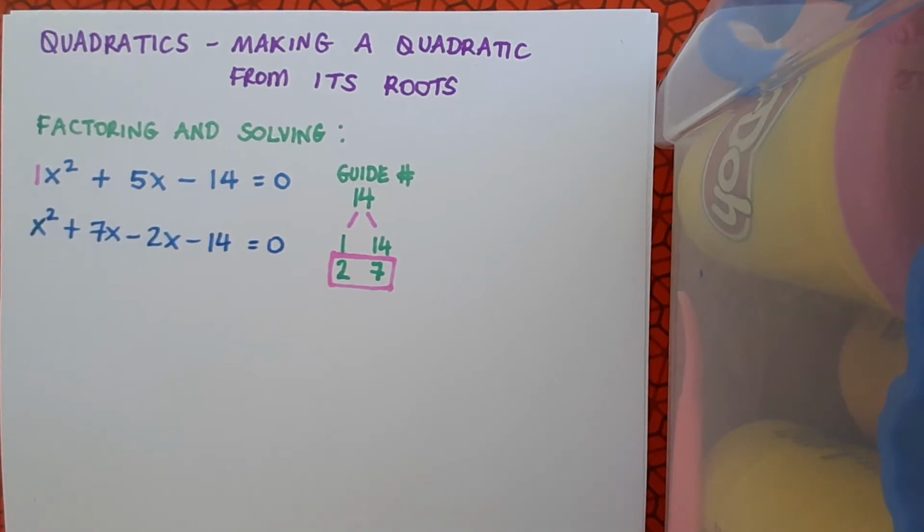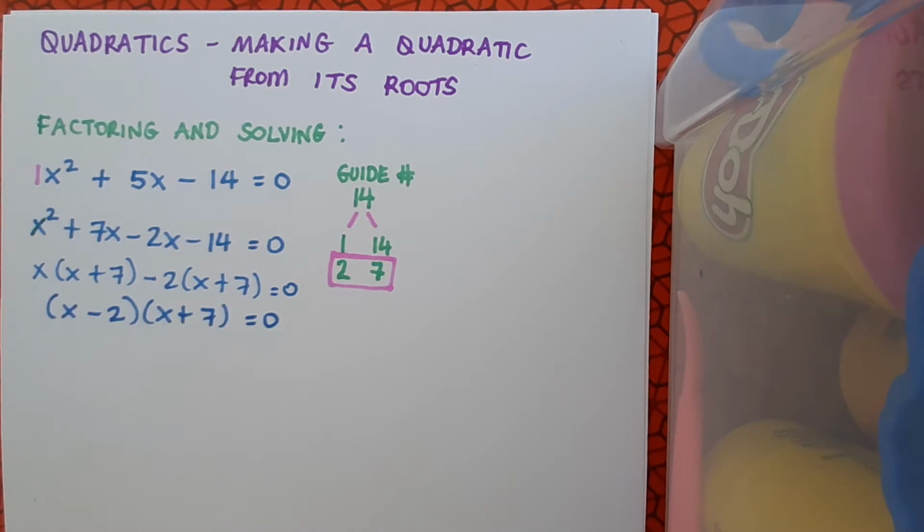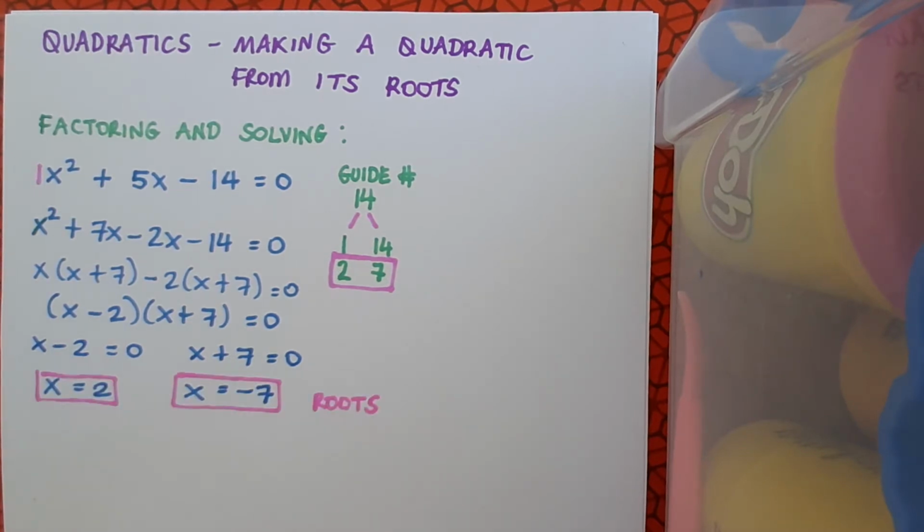So I'm going to write x squared plus 7x minus 2x minus 14 equals 0. And then I'm going to factorise. And then I'm going to make my two brackets. And at this stage then, I let each of those brackets equal 0. And then I solve to get the x by itself. And here are my two solutions. And remember that we call the solutions of a quadratic its roots.